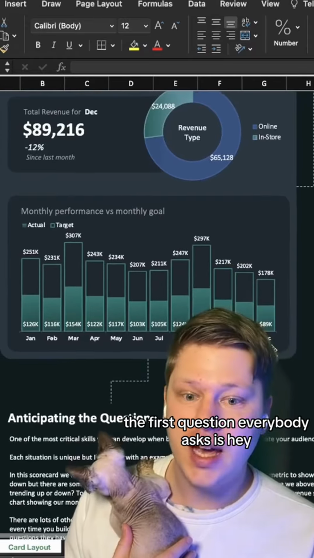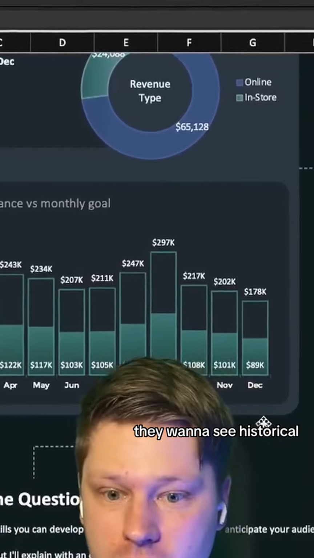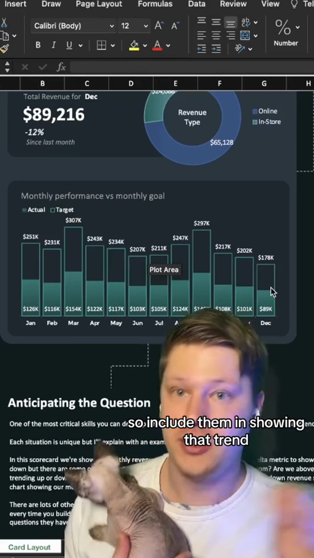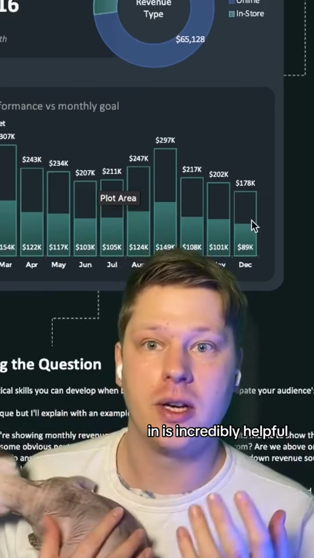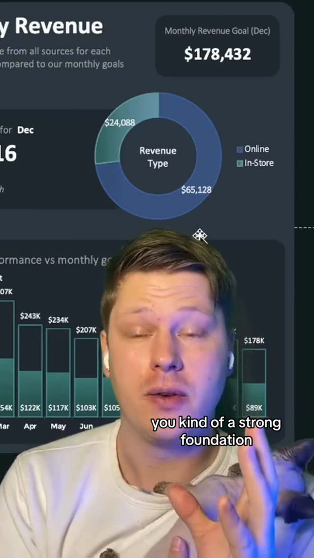The first question everybody asks is, hey, how does this fit into the bigger picture of my data? They want to see historical trends. So include them, and showing that trend, just showing the direction it's moving in, is incredibly helpful, incredibly useful contextual information. Once you've got that, you've got kind of a strong foundation to start with.